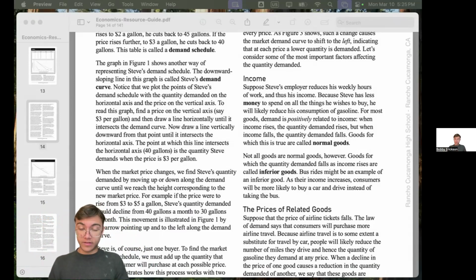Now, goods for which this is true are called normal goods. So normal goods are goods where, if your income increases, then the quantity demanded rises, but if your income falls, then the quantity demanded will fall.